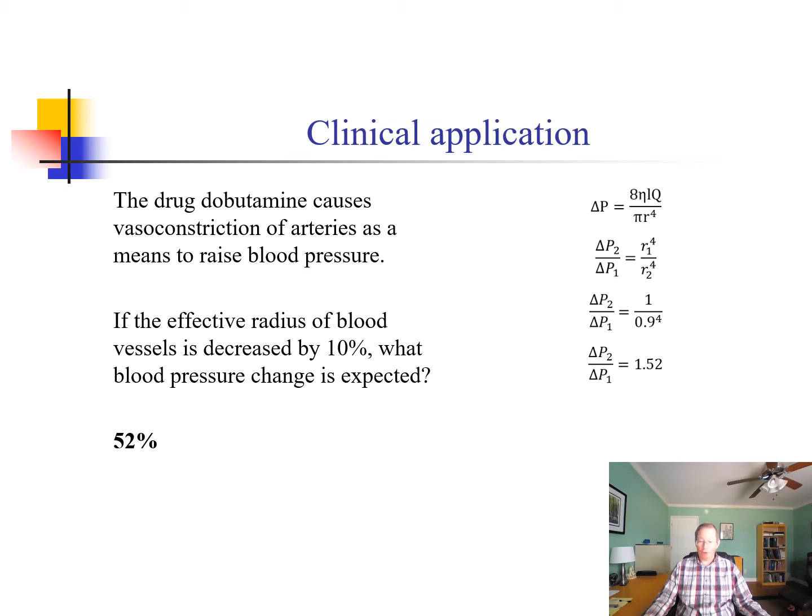And I can solve that, putting in my 10% decrease for my new radius. And I'll get the pressure changes relative to each other. It goes from 1.00 to 1.52, which is a 52% increase.